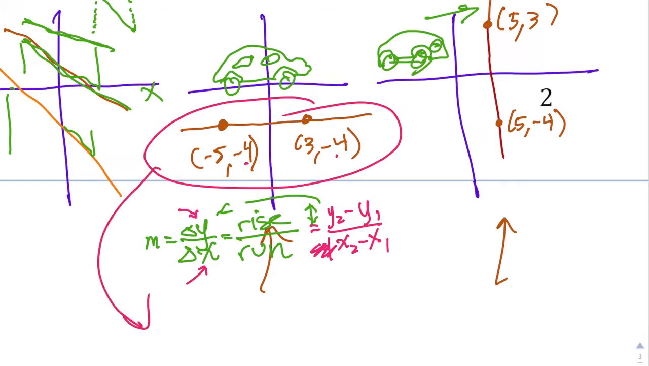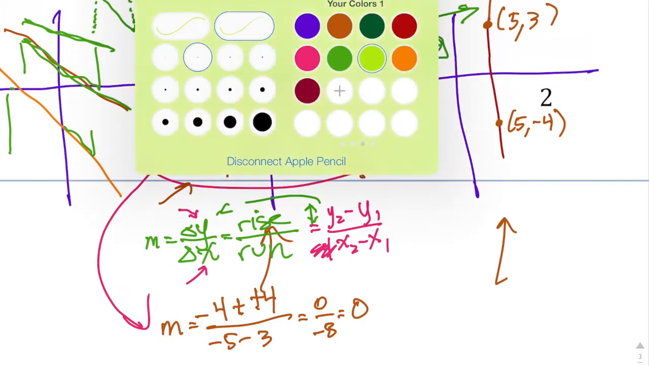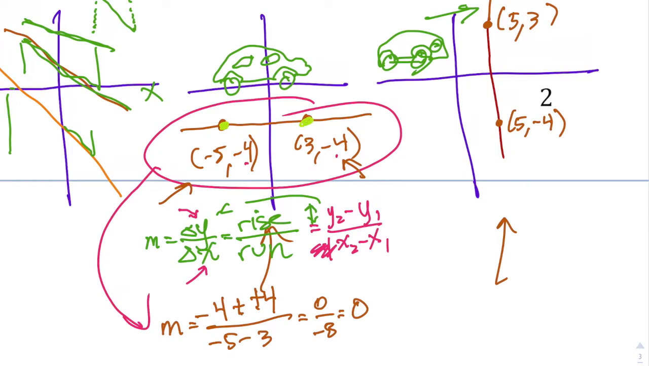So for this example, we would have the slope is -4 minus -4, because that's the y value of this point, and we have -5 minus a 3. If we recall, subtracting a negative is like adding a positive, so we have -4 plus 4, that's 0, and this is -8. 0 divided by anything is 0, so that justifies that the slope of a horizontal line is 0. Furthermore, another way we can think about that is if you're moving from this point to this point, there is no rise.